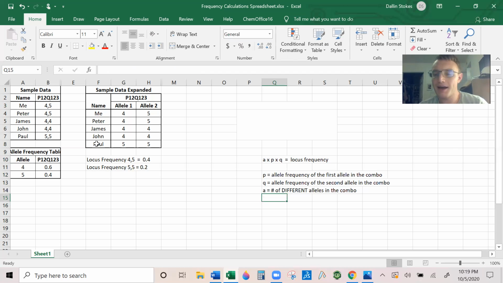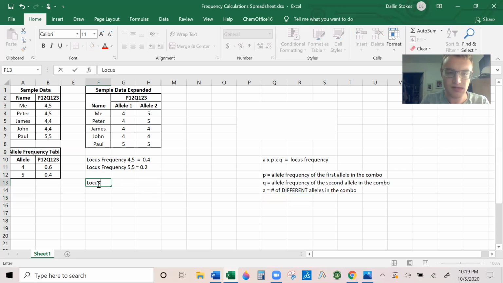For Paul, if we were going to calculate the locus frequency for Paul, Paul has one kind of allele. Both of them are 5, so there's only one different kind of allele in the combo. His A is going to be 1. So to calculate his locus frequency of a 5-5 combo, his formula would start with 1, because he only has one kind of allele in his combo. Both of them are 5s, so that's one type of allele.